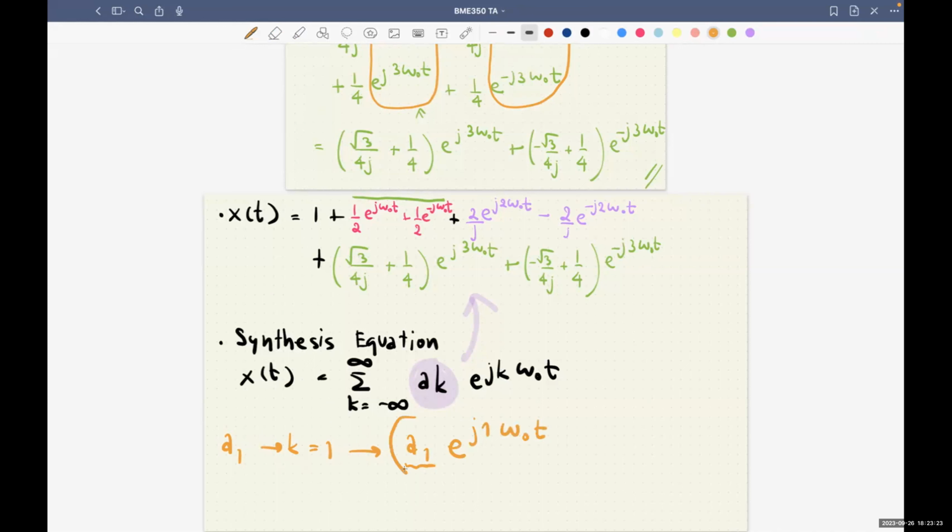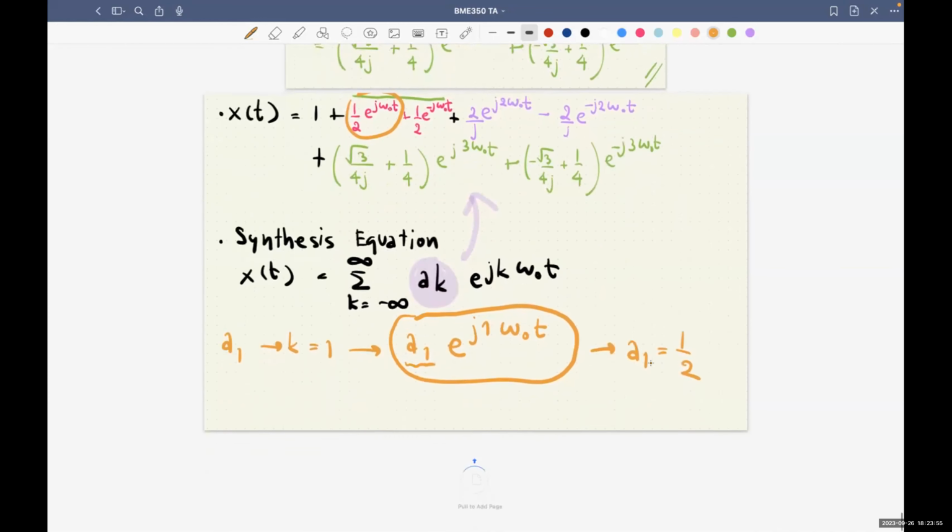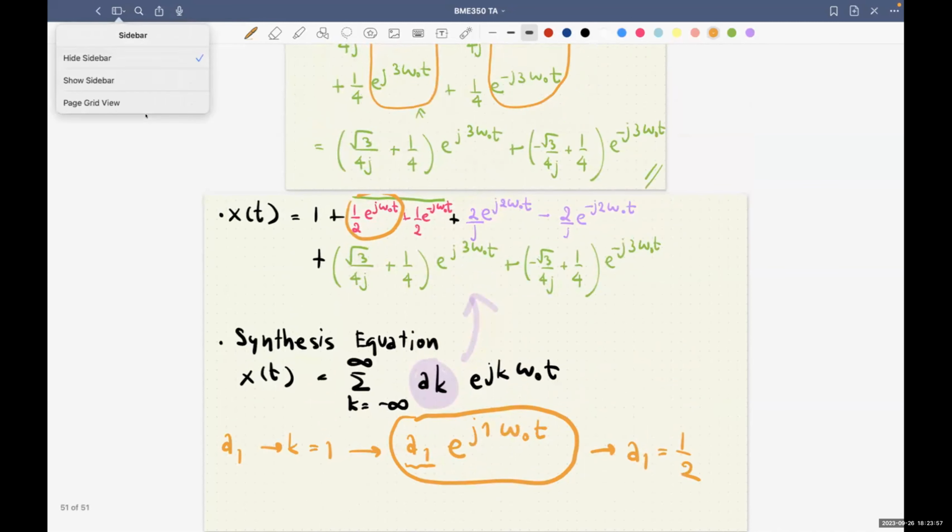So I want to compare this term to the terms above, which is this one. And now I know that my a_1, when I compare it to that one, what is my a_1 gonna be? Anyone would like to try? One half. Thank you, Isabella. Yes, right. 1/2.